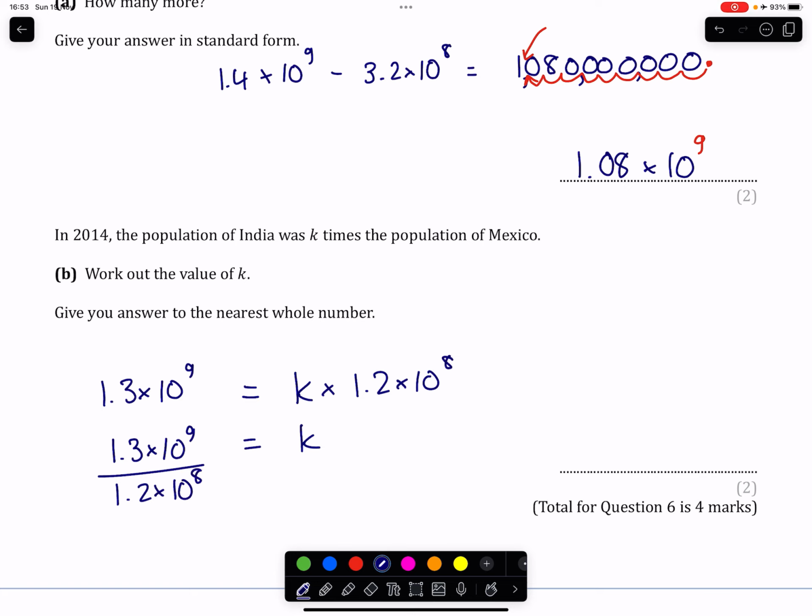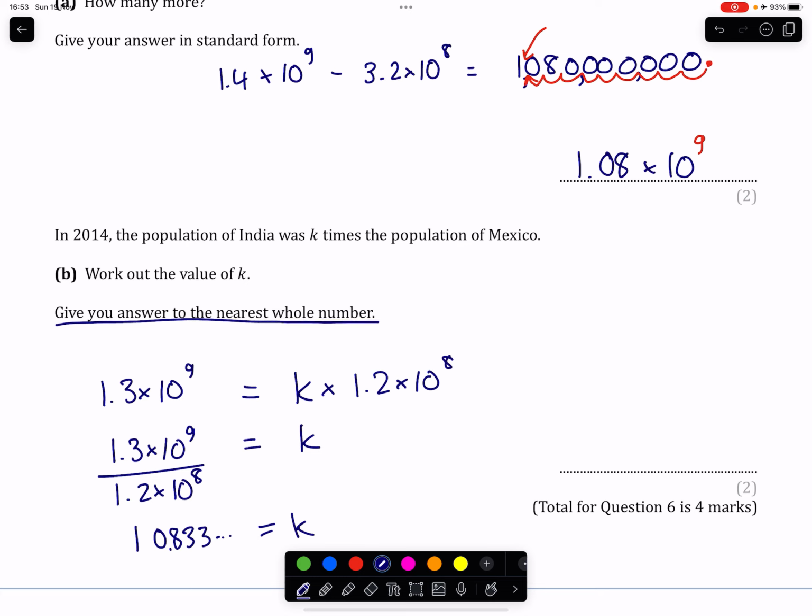What we're going to get in our calculator next is going to be a decimal. It's not going to be the nicest of decimals in the world. It's going to keep going forever and ever. So when we type that in, we're going to end up with 10.83333 as our value of k.